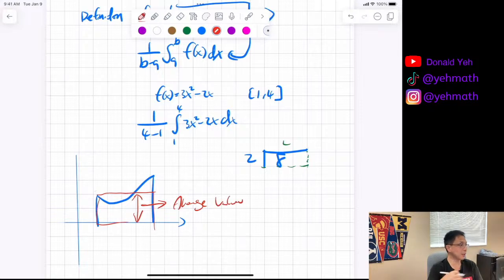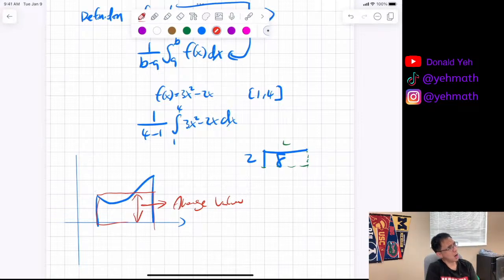Because that height is going to give you a rectangle with the same area as the area underneath the curve. So average value is the average height of the function that gives you the same exact area under the curve as a rectangle. Whenever we're asked to find average value, it'll always be an approximation? No, it's not an approximation. It's going to be exact.